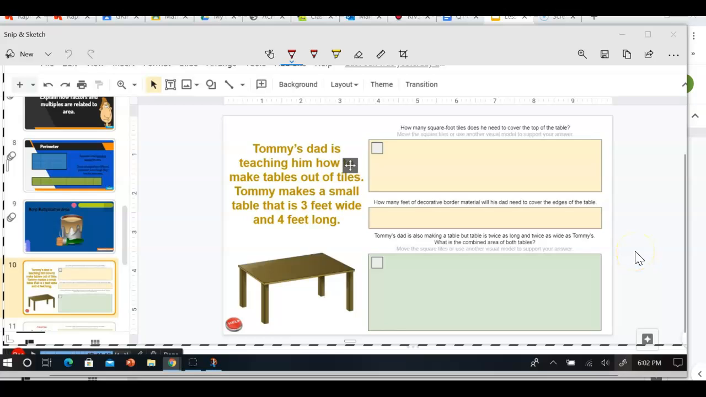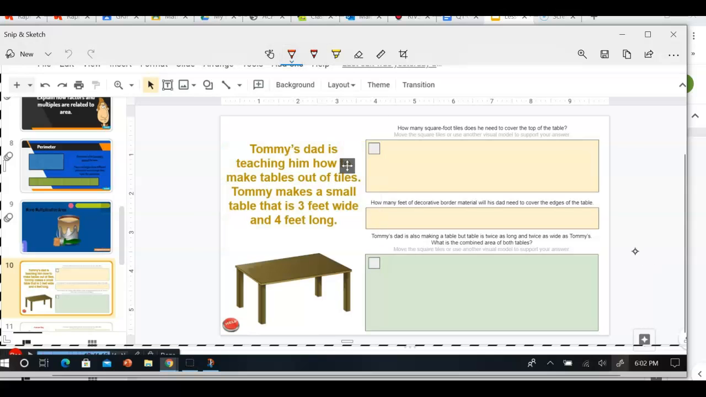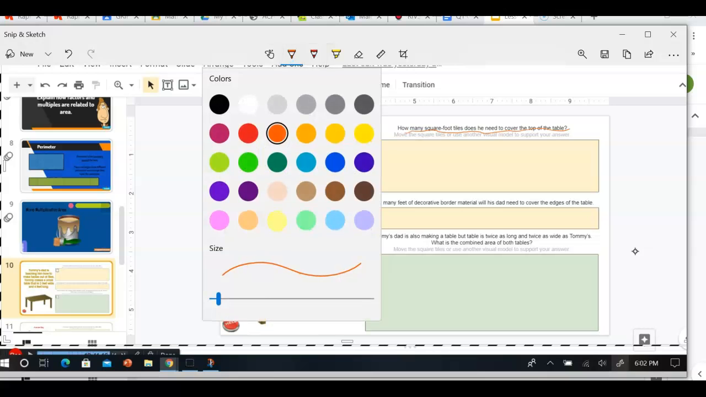Okay, so for this one, we've got 4 feet wide, 3 feet long, and our question is over here. And he's teaching them how to make tables out of tiles, of course. So 4 feet wide, that means that this distance from here to here is 4 feet. And I'm sorry, this was the 3 feet right here. 3 feet wide. So let me go back and change my.